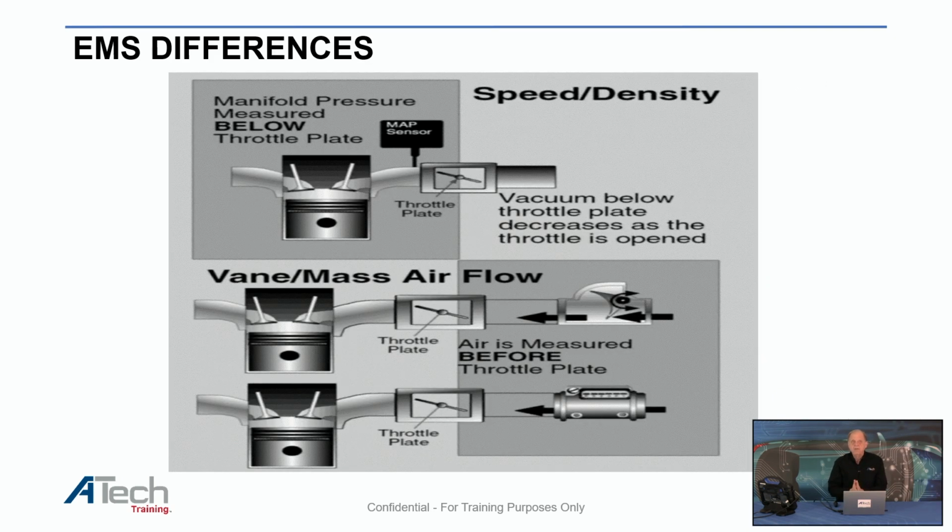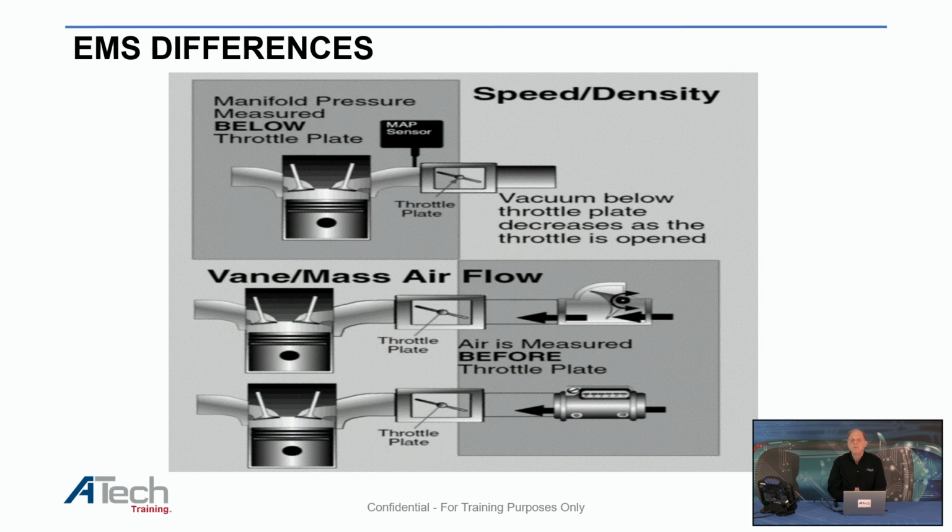Now, speed density. We have to talk about this right off the bat because a lot of people, and this is even something that I want to make sure you understand. First of all, speed density systems measure the pressure, not vacuum, but the pressure after the throttle body, all right? The mass airflow sensor is before the throttle body, and it can be a vane airflow sensor, it can be a mass airflow sensor of different types, it can be heated wire, it can be heated film, whatever we're looking at. So that's a big difference.